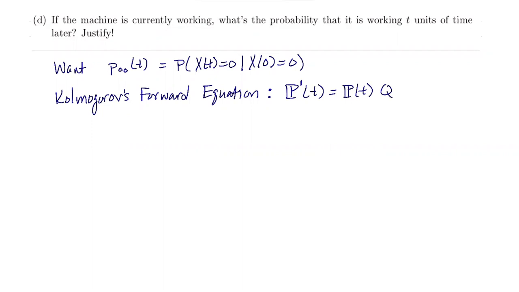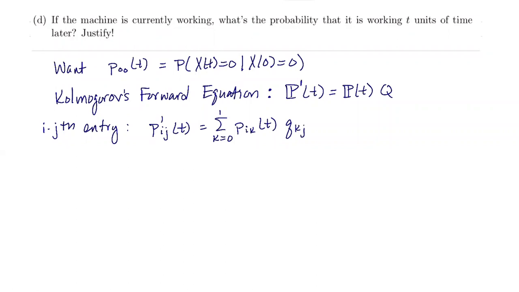And so if we write out just the ijth entry here, we get that the probability you go from state i to state j in t units of time, the derivative of that is going to be the sum over all the states k, in this case the states are 0 and 1, of the probability you go from i to k in t units of time times the rate q_kj.